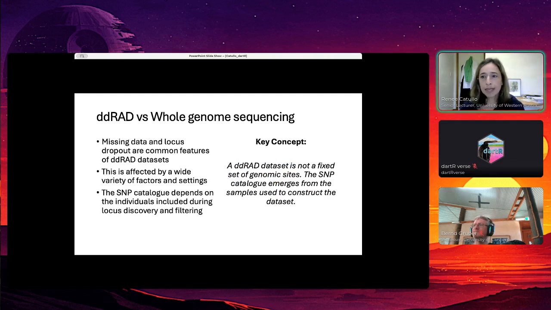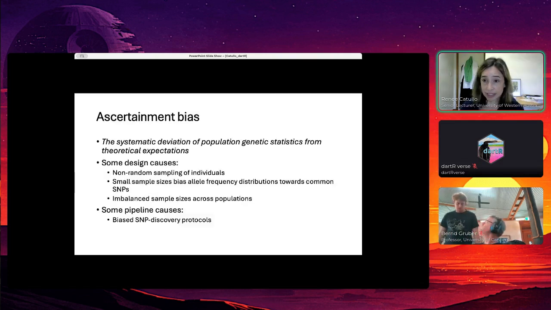Missing data and locus dropout are common features of data sets like this, and an enormous number of factors and settings affect them. I wish I could tell you do these 5 things and it will be fine, but the answer is everybody's data set is kind of different. Everybody's species is different. Everyone's question on the same species can be different. And all of these things mean your SNP catalog can vary. Your catalog of loci varies because of the individuals, the question, the locus discovery, and the filtering that you do. So it's not a fixed set of genomic sites. It emerges from the data that you use to construct it.